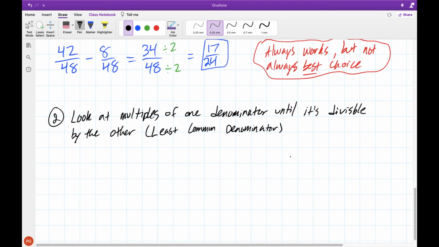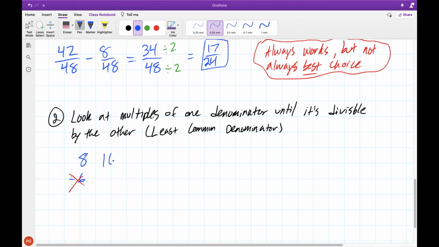The other way you can find a common denominator is to look at multiples of one until it's divisible by the other. This is called finding the least common denominator. I can show you how this works. So we start off by looking at 8 and 6. So first, 8 can't be divided by 6, so 8's not our common denominator.